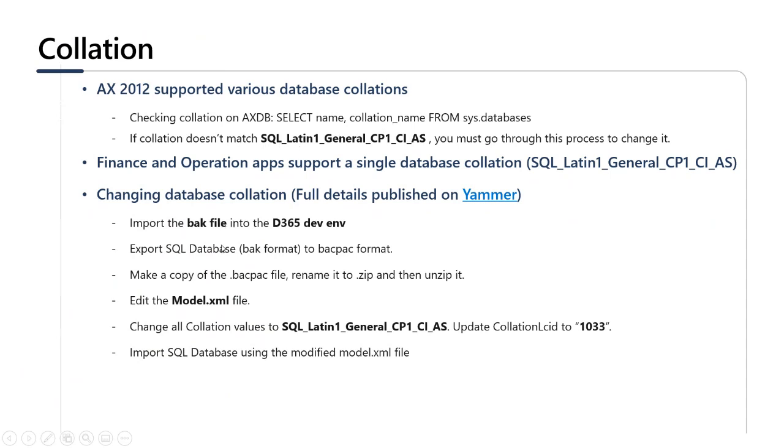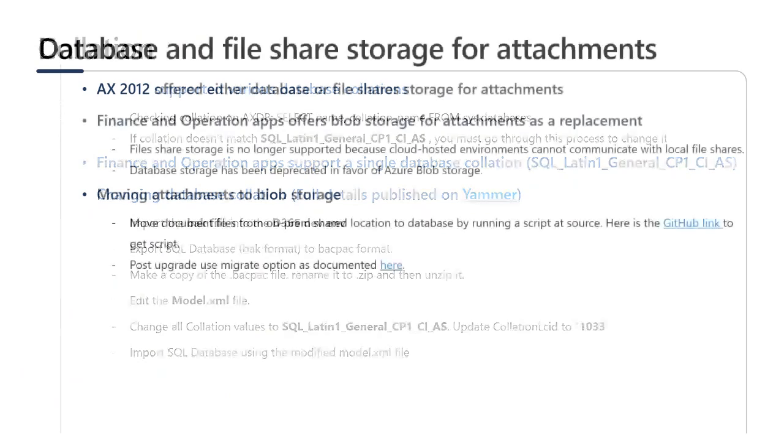this process. And this process allows you to change the database collation by creating a copy or a duplicate database of the required collation. The full process is already published on Yammer here as per this link. And basically the very high level steps are: you take a backup of your database into a Dynamics 365 environment. You export that backup file into something called bacpac format. Bacpac is nothing but a zip file. You rename it, unzip it, and then you take a model.xml file which contains all the metadata about collations. You edit it in any text editor, and then you can re-import the database back with the right collation, and that will produce a duplicate of your database with the expected collation settings.